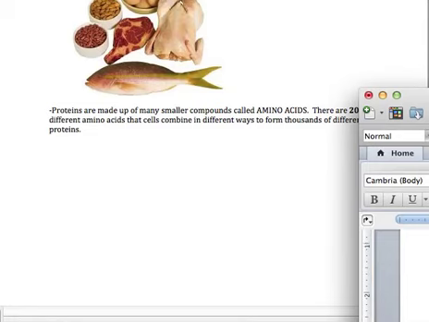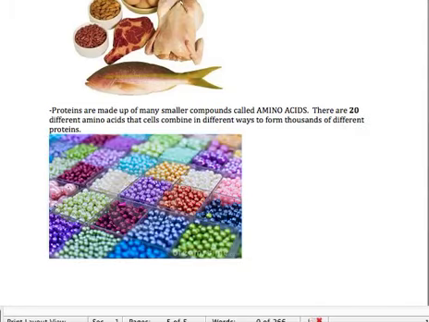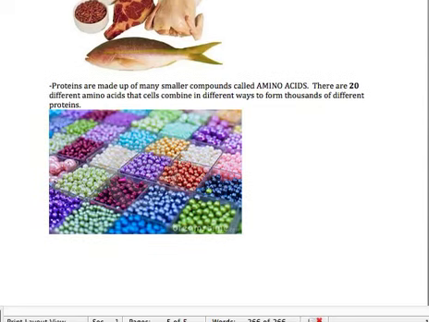This is the way I want you to think about it. Imagine that you walk into a bead store, and there are 20 different huge bins filled to the brim with beads. You're asked to go in and make a bunch of necklaces. Well, that's what a protein is. A protein is like a necklace of amino acid beads.